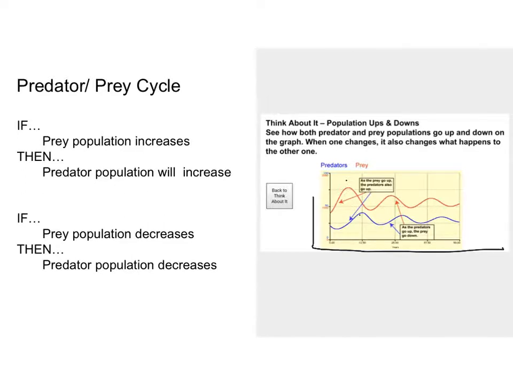On the opposite end, if a prey population decreases, then a predator population decreases. So as there's a dip in the red one, shortly after there's a dip in the blue.